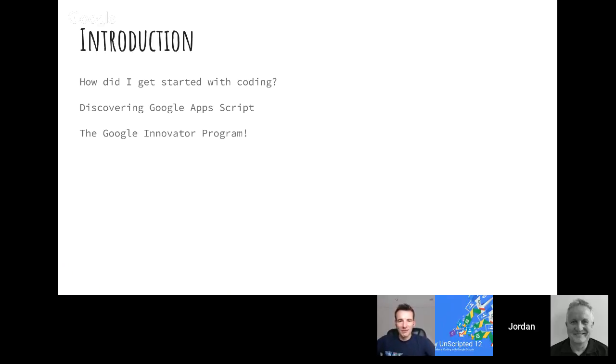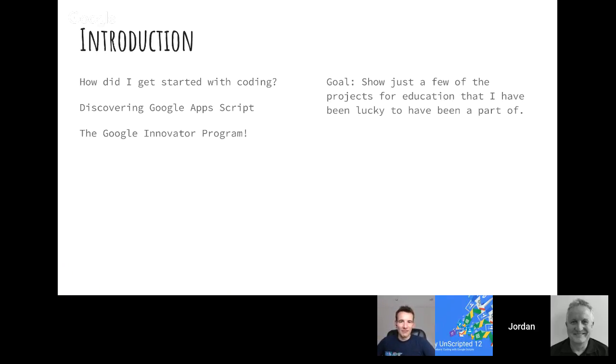So how did I get started with coding? Really, it was about 3 years ago. I wanted to make games. Oh, sorry. So I'm going to talk about how I got started with coding, then discovering Google Apps Script, and then the Google Innovator Program. My goal of this talk is to show just a few of the projects for education that I've been lucky to have been a part of.